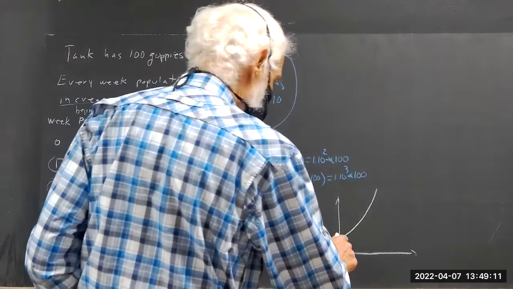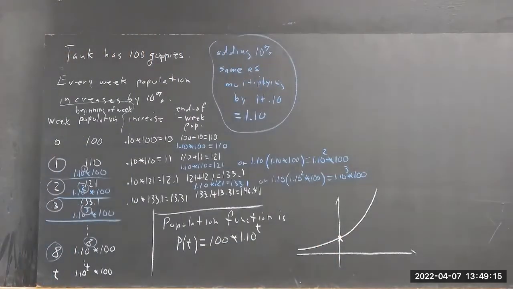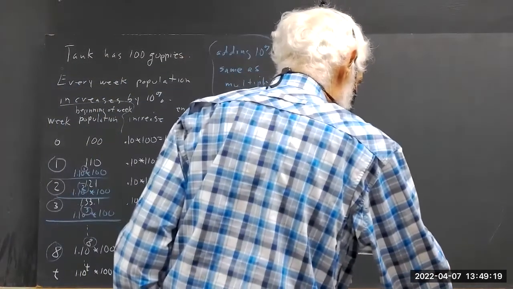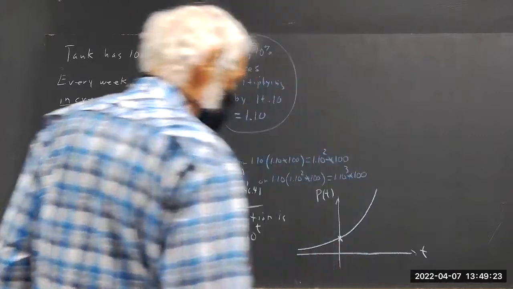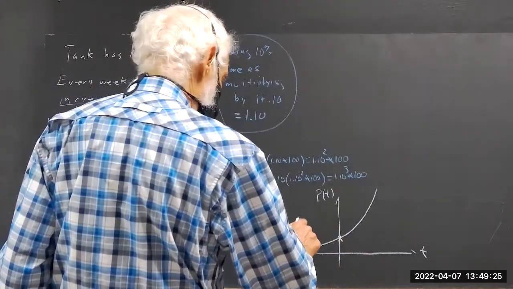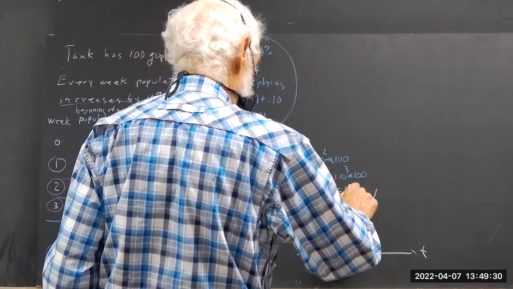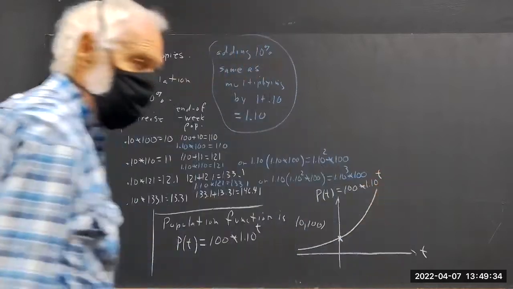What will the coordinates of this point be? Well, this point occurs for t equals 0. This is t, and this is P of t. This is the point 0, 100. Okay.